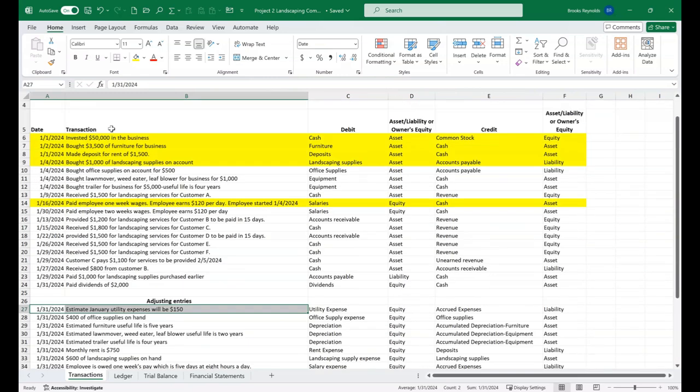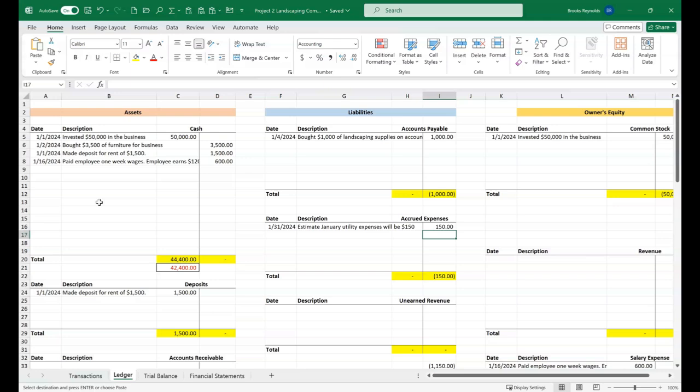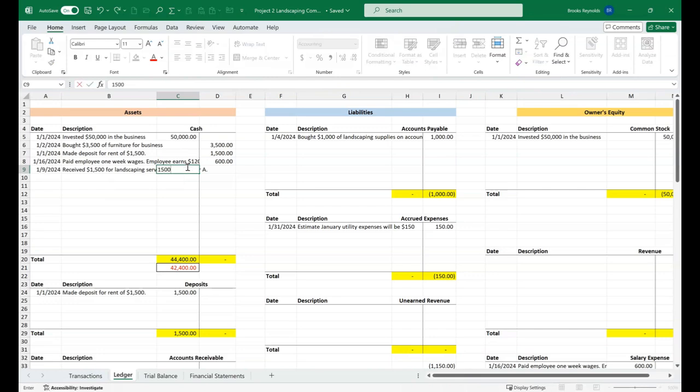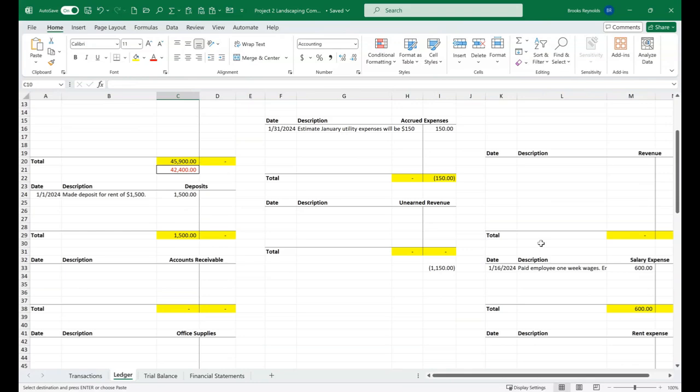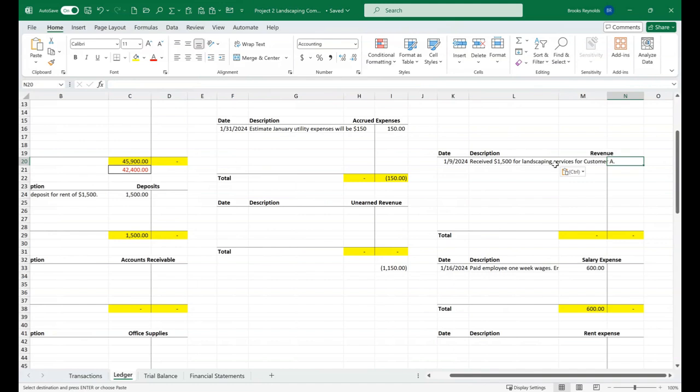Let's go ahead and book some revenue. Okay, received $1,500 for landscaping services for customer A. Receive, that means you got cash. So what are we going to do? We're going to debit cash under assets, okay? And so we received $1,500. And now what is the credit side? The credit side is going to be revenue. So we have earned this revenue. So we're now going to credit revenue. Revenue affects retained earnings. So we're going to look under the revenue section, and that's going to be a credit of $1,500.